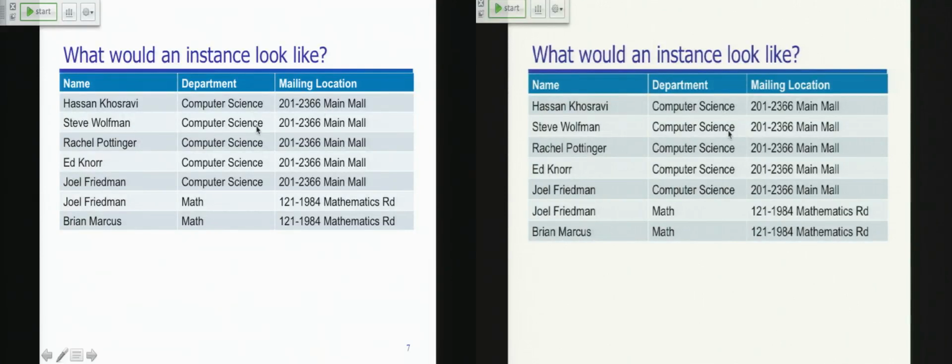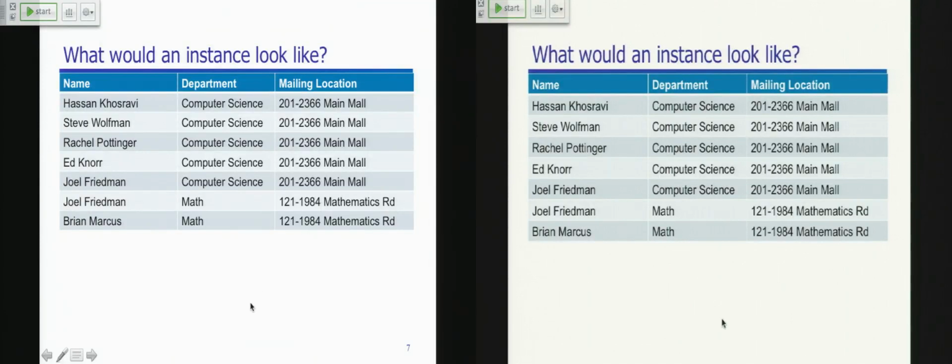Steve is also in the computer science department. His mailing address is going to be the same. Rachel and Ed, they're both in computer science and they're going to have the same mailing address. Joel has contracts with both computer science department and the math department, so he has 2 different addresses there.